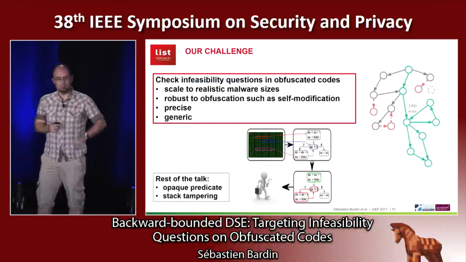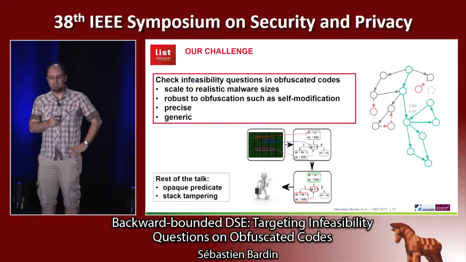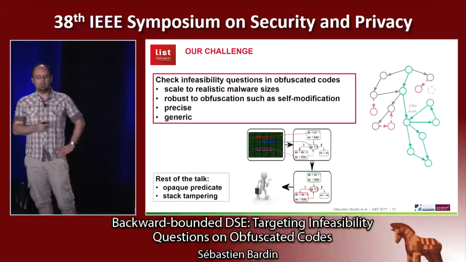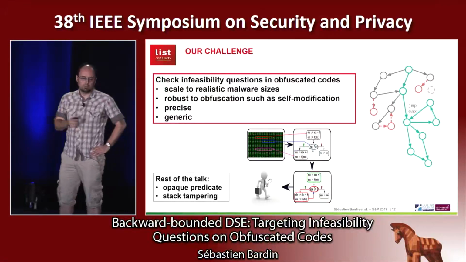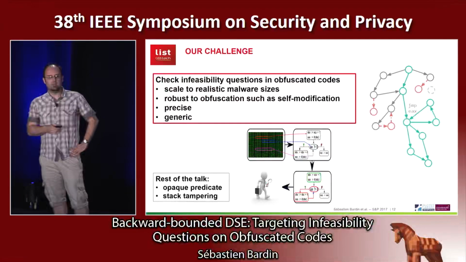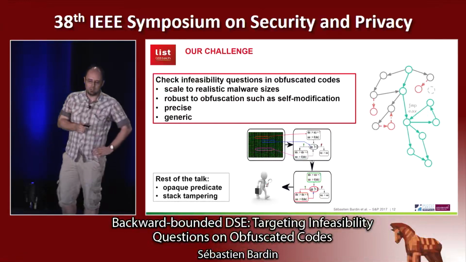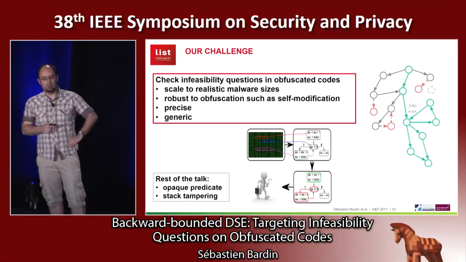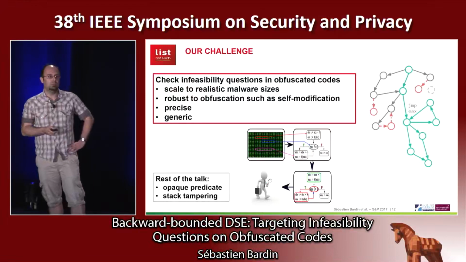Okay, so this is our challenge. We want to design tools to check the infeasibility question in obfuscated code, and we want to scale to realistic malware size, to be robust to obfuscation such as self-modification, to be precise, and to be generic so that we can handle several kinds of infeasibility questions. So in the rest of the talk, I will focus on opaque predicates and stack tampering, but the technique can apply to many other obfuscation schemes.